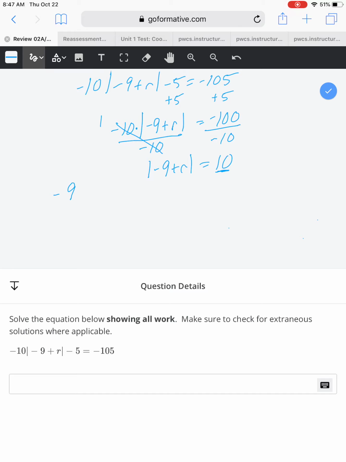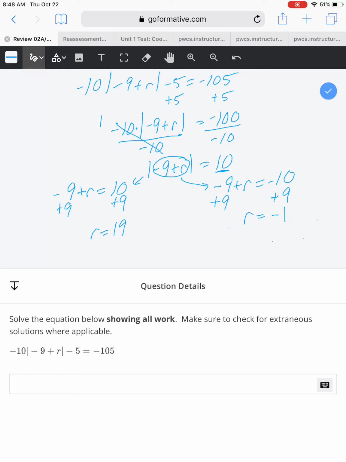You have either negative 9 plus r is equal to positive 10, or, because what's inside here, don't use your absolute value. The absolute value you lose when you solve it twice. You're just taking what's in the inside here, taking it out. Negative 9 plus r is equal to negative 10. I add 9 to each side. R is equal to 19 here. I add 9 to each side. R is equal to negative 1.